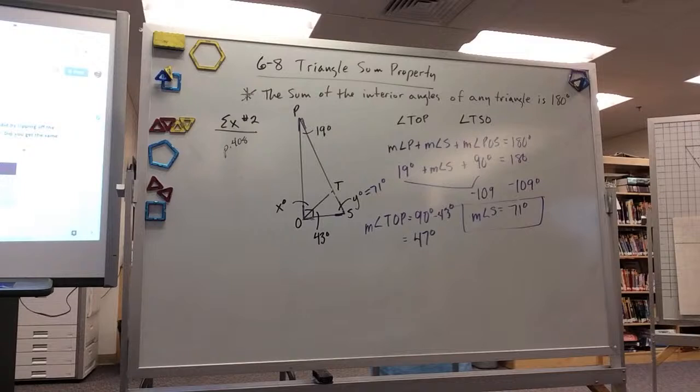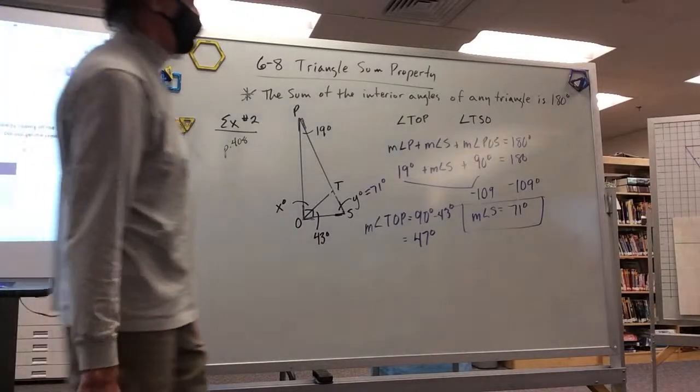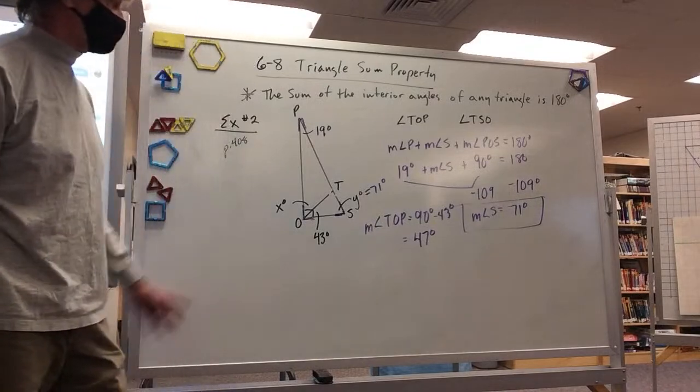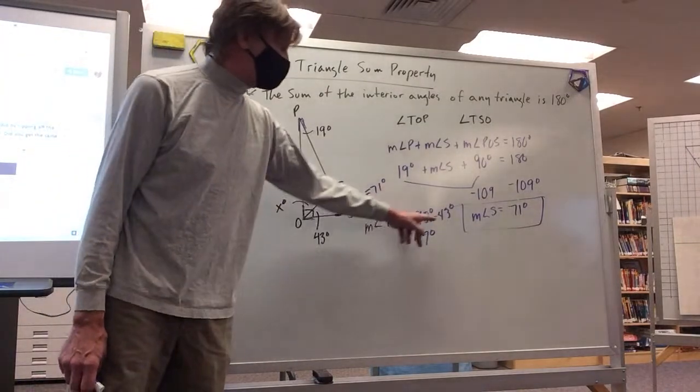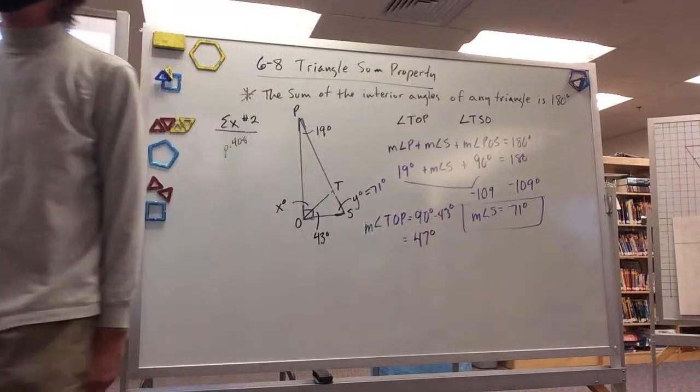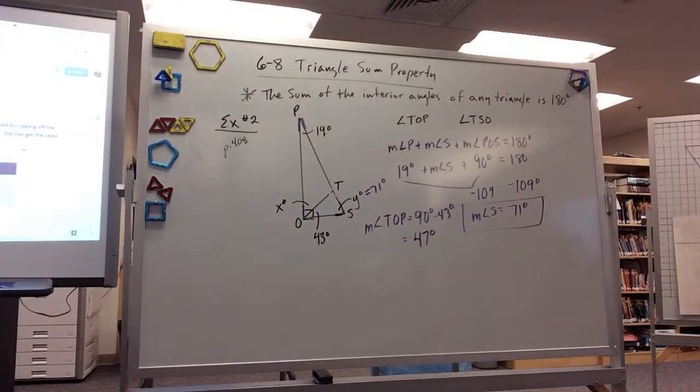90 from 43 would give me a negative number, though. I know what you're saying, but be careful, because you're saying it backwards, I think. Yeah, 90 minus 43, sorry, is 47. 47 plus 19, you get 109.